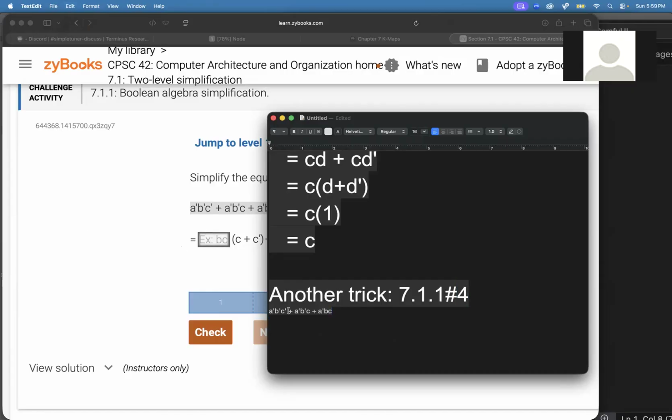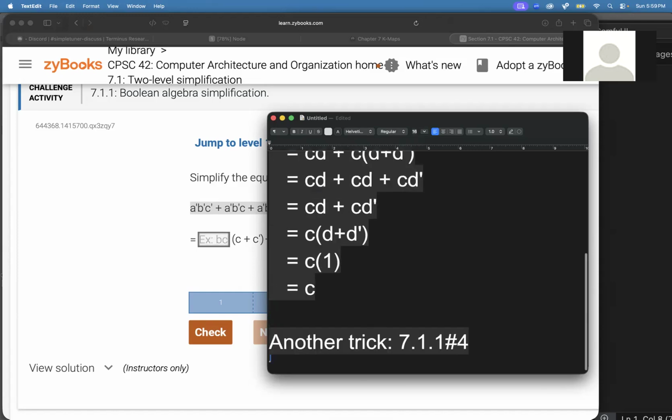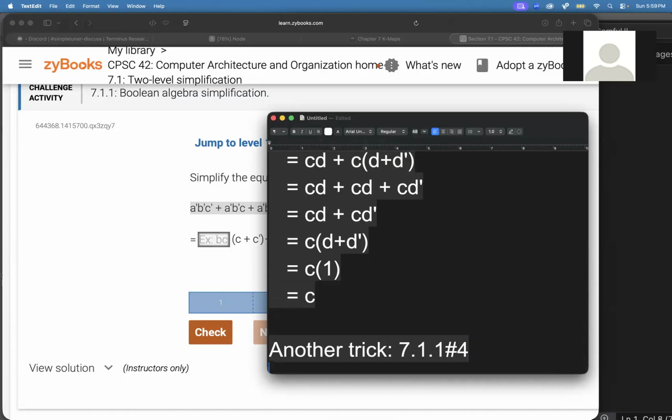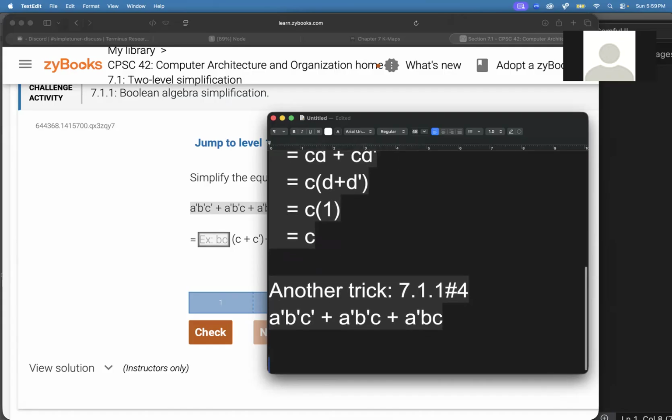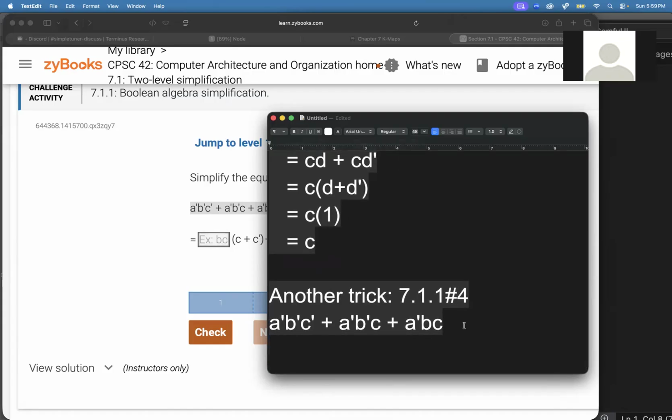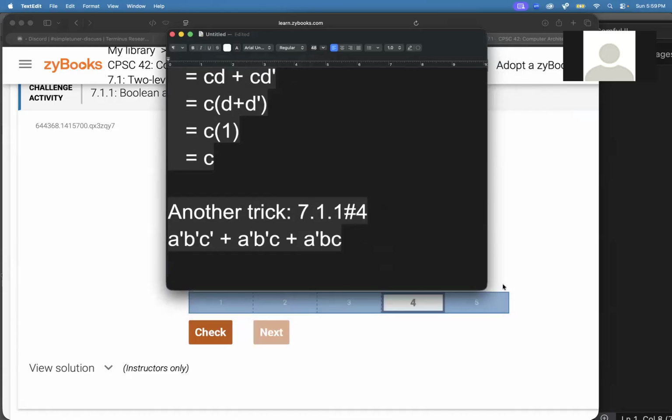And really, it won't let me just change the font or anything. Okay, there we go. So there's a trick here. The trick is to duplicate the middle term.